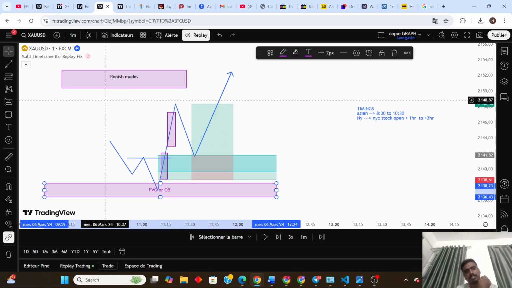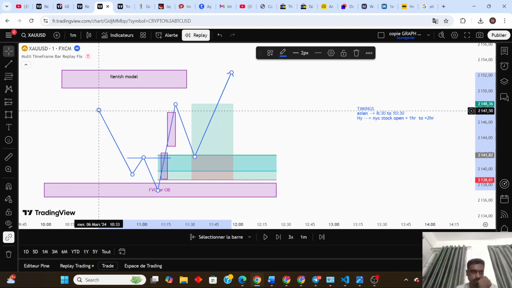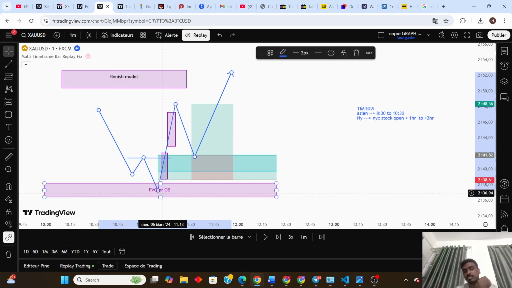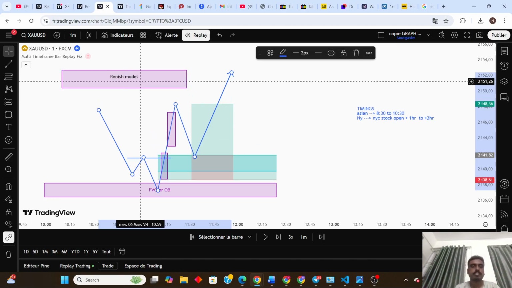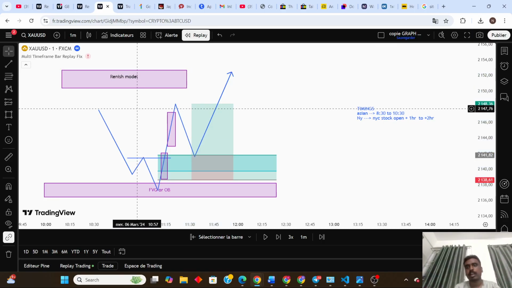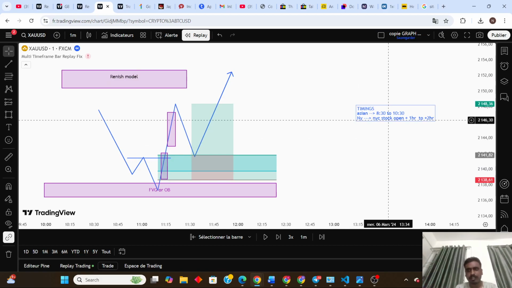And this leg, you should analyze this leg also. Like how there are so many displacements in this leg. I will update you about this model a little bit. But this is my model. I have developed it. What are my twists? The timings I trade.